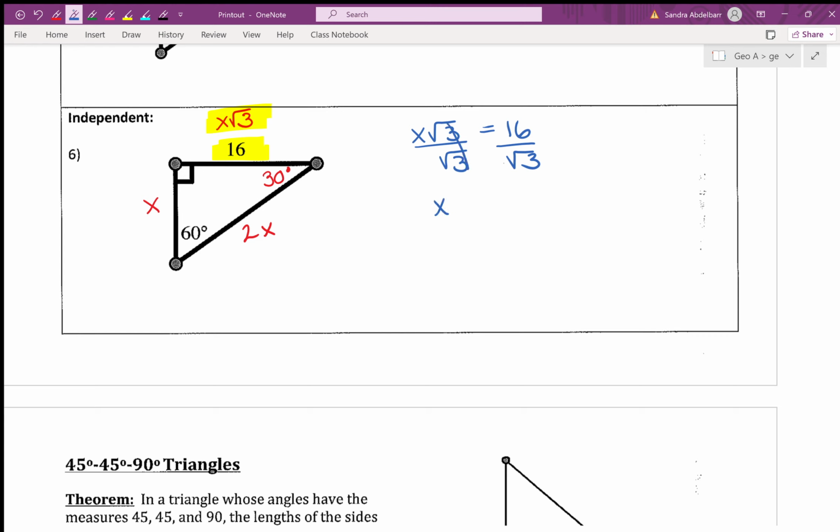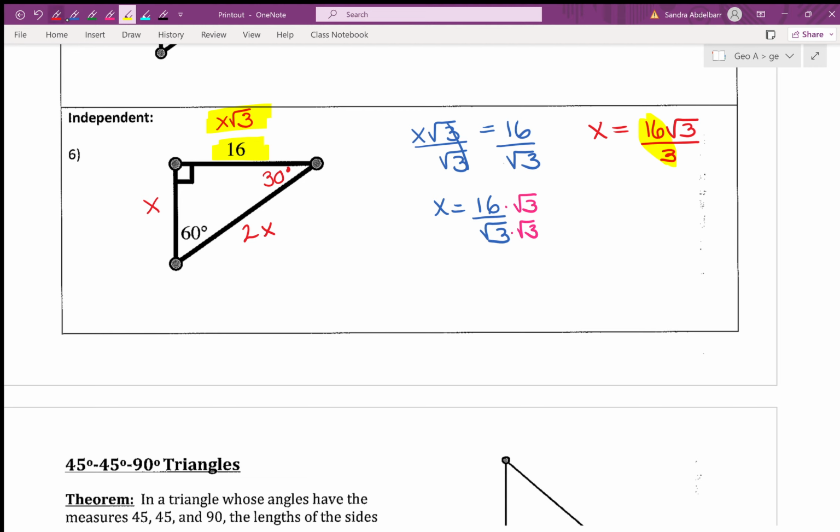So now we get x equals 16 over root 3, but we remember we can never leave a radical in the denominator. So now we rationalize, multiply by root 3 top and bottom. So now we're going to get x is equal to 16 root 3 over 3. Is it okay that I cannot simplify the 16 and the 3? That's absolutely fine. We don't have to.